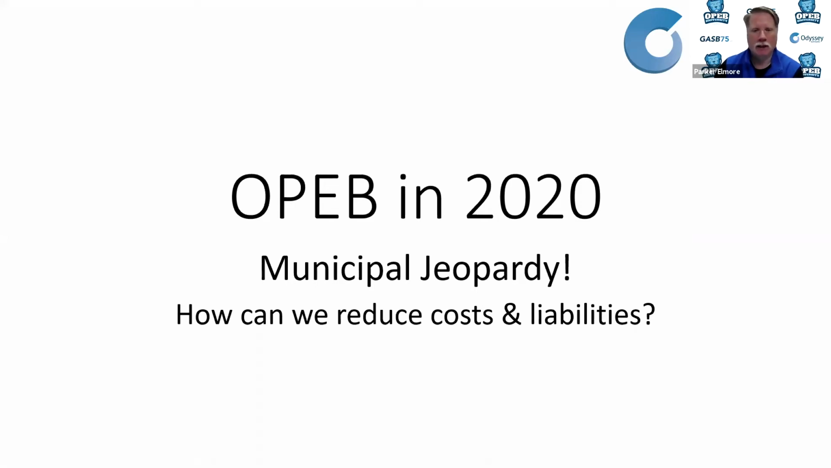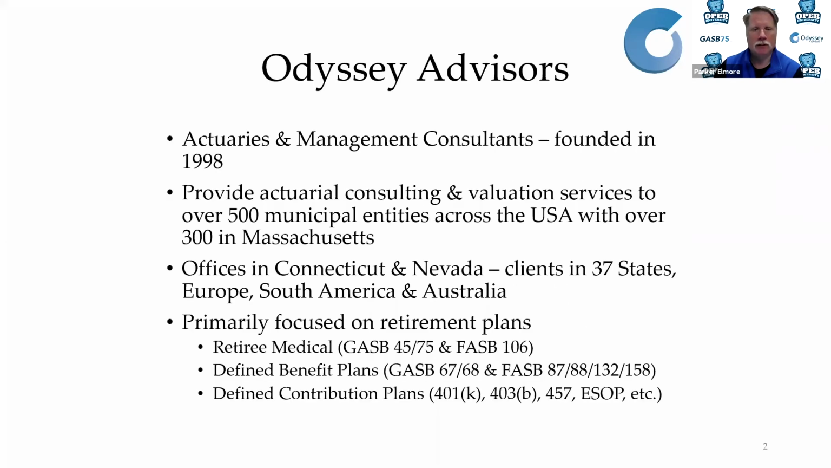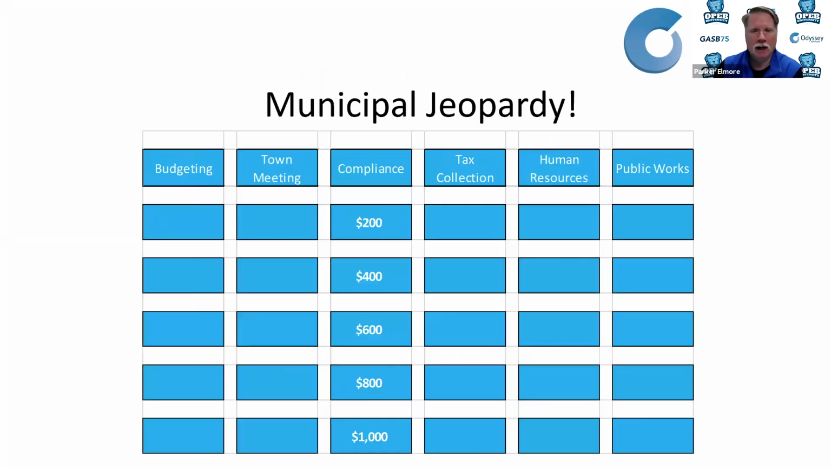I'll give you the quick 30-second overview of our firms. You know who we are. We've been around since 1998 doing actuarial and management consulting work. We provide services to about 500 municipalities across the U.S., including about 300 in Massachusetts, with offices in Connecticut, Nevada, and clients in 37 states, Europe, South America, and Australia. So I spend a lot of time on planes, probably once a week. In pandemic times, it's a little more challenging, but I still try to get out there and see clients and people like that. All right, enough of that.